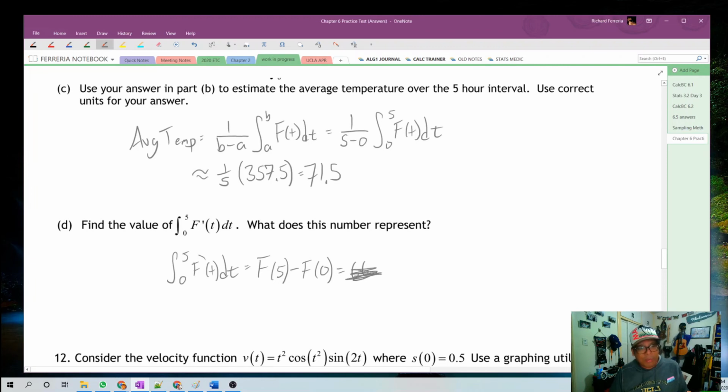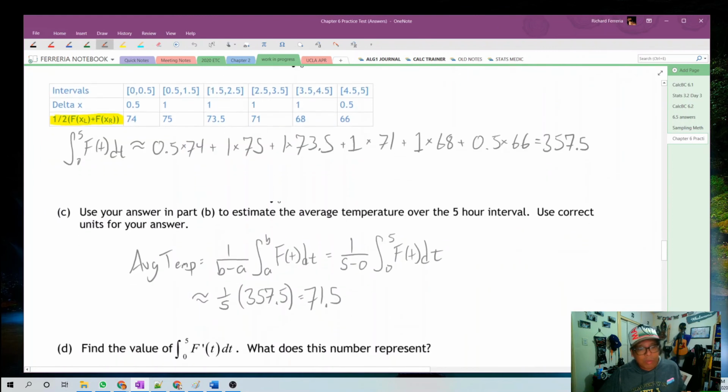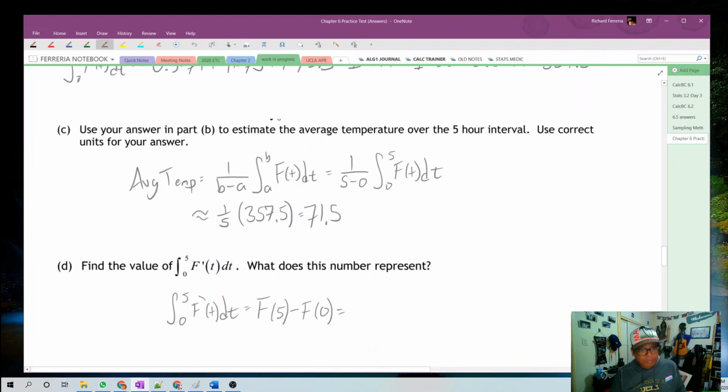Going back to that chart, F of 5 in my chart was 66. F of 0 was 73. So this is 66 minus 73. That's equal to negative 7 degrees. I know it's degrees because f is in degrees.